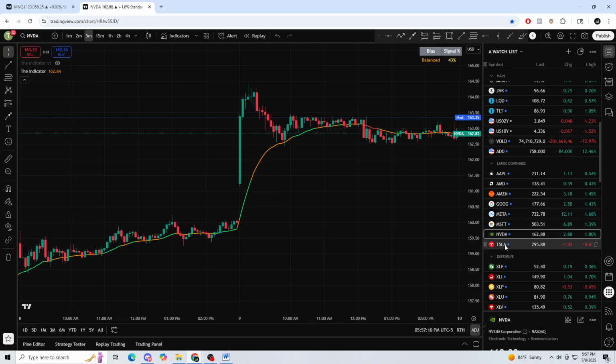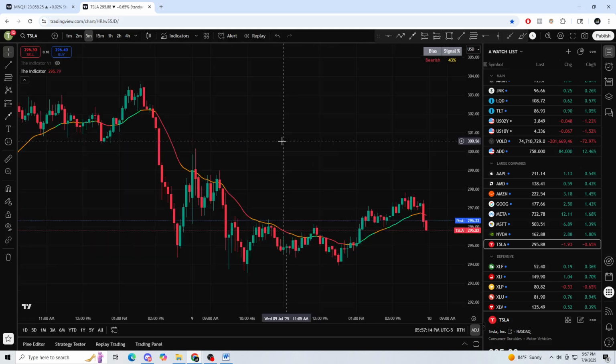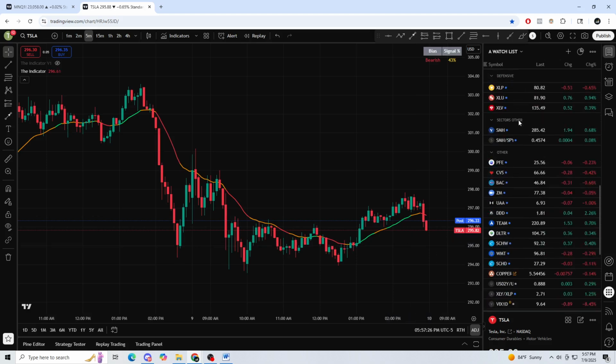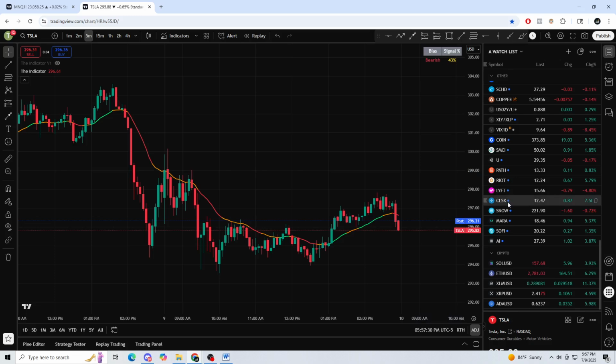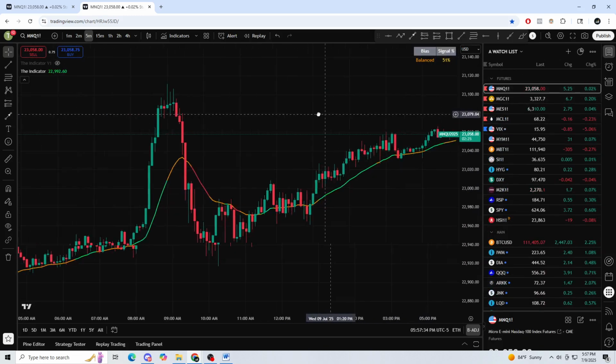It's just an example. And then like Tesla. Tesla has been basically selling all day long, and maybe going up a little bit, but nothing massive. But yeah, the indicator works on pretty much anything, and you can adjust the settings. So let's go back to the NQ here.